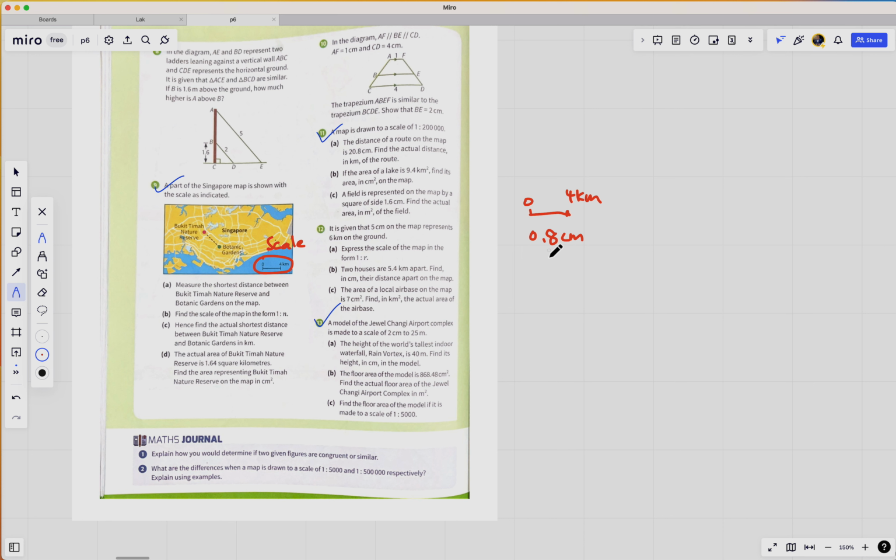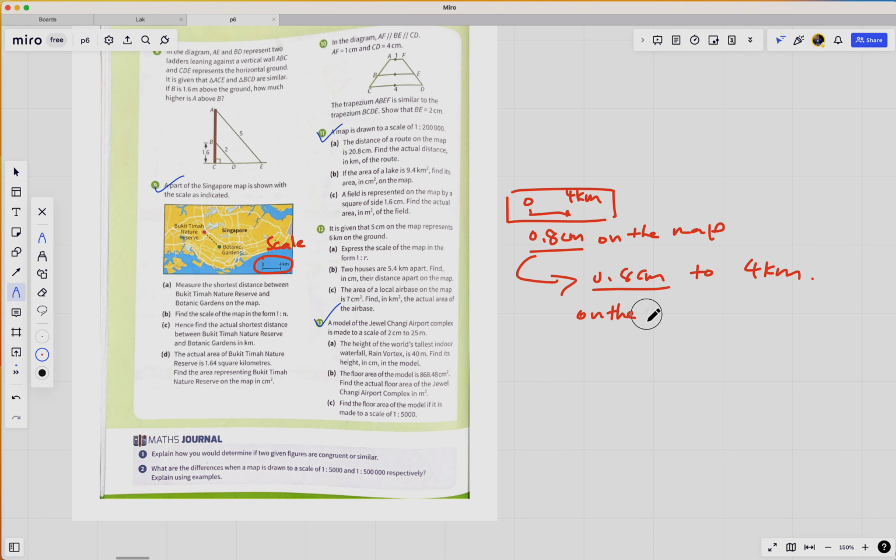So if you use 0.8 cm, where is 4 kilometer? You are given a scale in a map, and you use your ruler to measure it. It's actually 0.8 cm on the map. So this information translates into this statement: 0.8 cm on the map. Over here is on the map, and over here is the real life. Does it make sense?